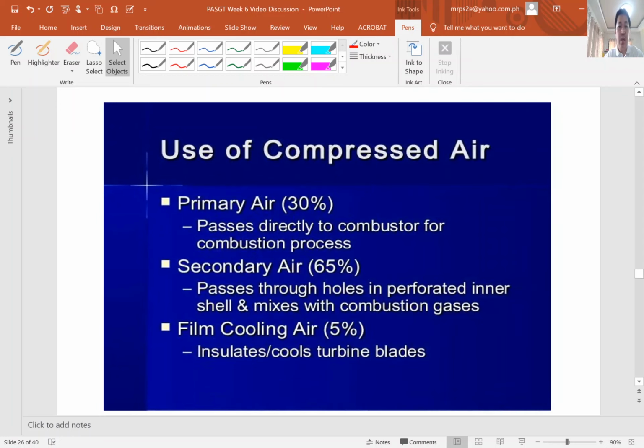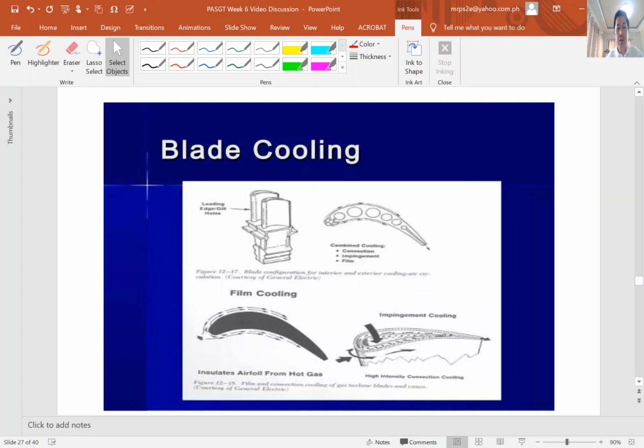Use of compressed air: primary air is 30%, passing directly to the combustor for the combustion process. Secondary air is 65%, passing through the holes in the perforated inner seal and mixing with combustion gases. Film cooling air is 5%, insulating the turbine blades. So these are the drawings for the blade cooling.